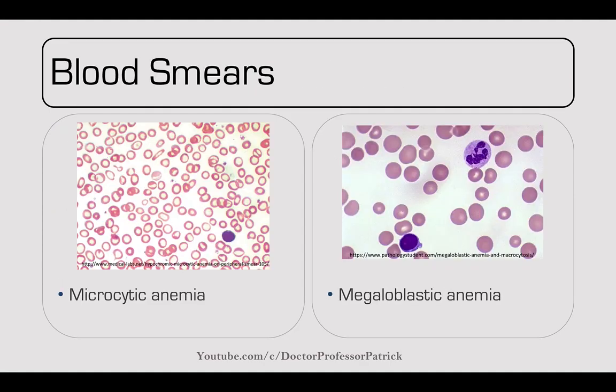Looking at some blood smears, this is a microcytic anemia. You'll notice it's very pale. There are large areas of central pallor within the red blood cells. You can't see the hemoglobin within them. Next, there's a megaloblastic anemia. So you can see larger red blood cells. They're almost the size of these white blood cells. And then a hypersegmented neutrophil.